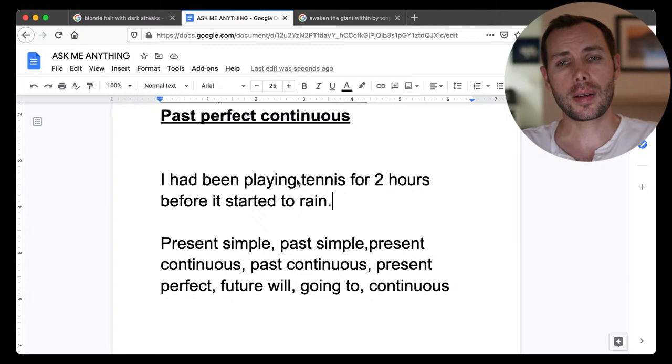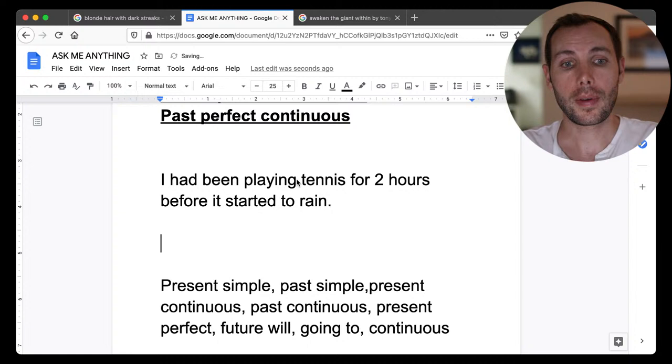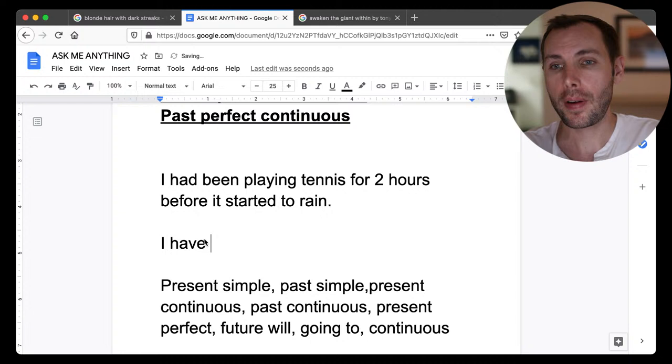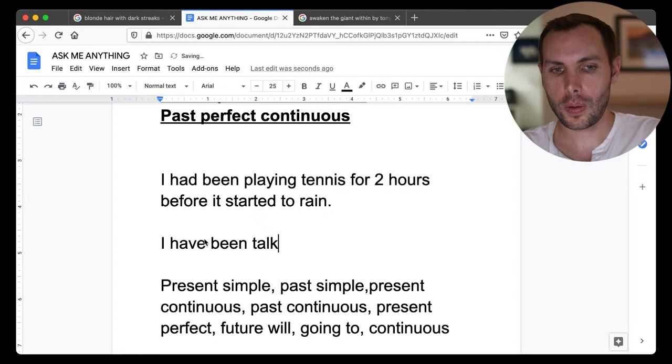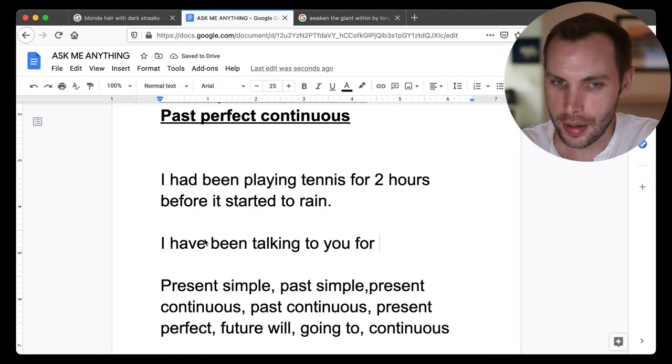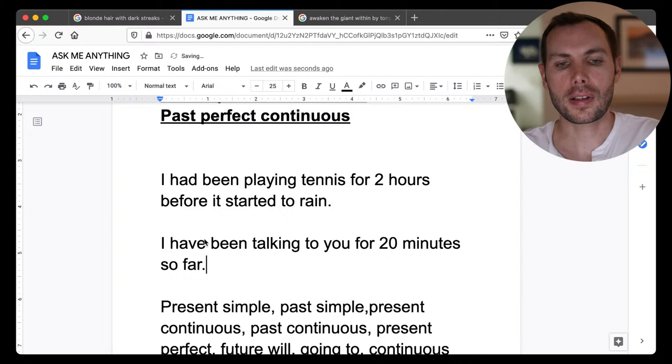So again, it's a good structure to be able to use, to be able to know how to use, but it's maybe not that commonly used, especially something like the present perfect would be much more commonly used, right? I have, or the present perfect or present perfect continuous. I have been talking to you for, I'm not sure how long so far, maybe 20 minutes so far, I'm not sure, for example. So I hope that helps, Ivan.